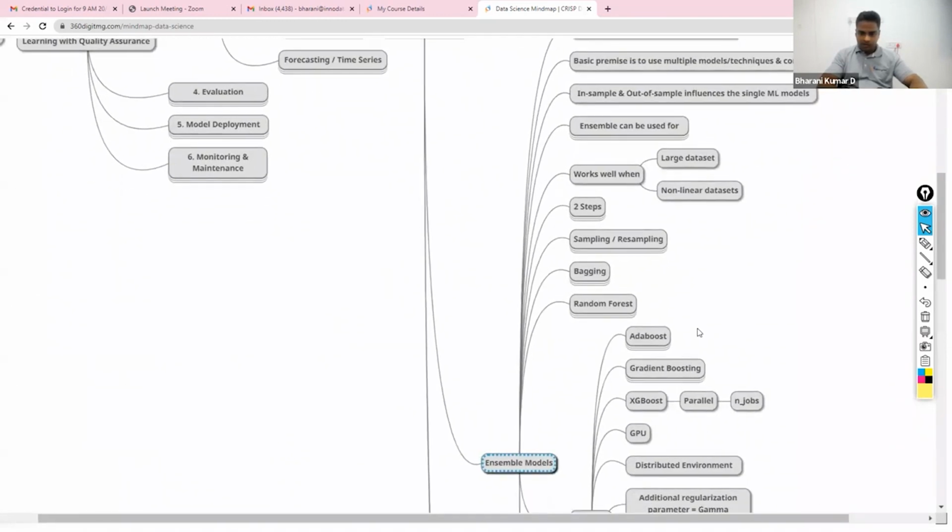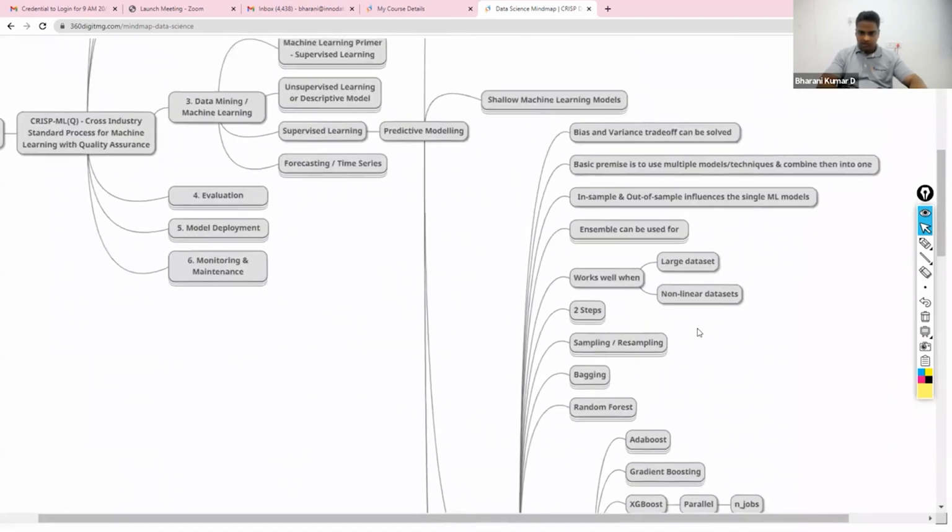We have ensemble techniques, and ensemble techniques are used basically to solve the variance bias trade-offs. Point number one. Point number two, the basic premise here is to use multiple models or techniques and then combine the results into one. This is the basic premise with which ensemble algorithm proceeds further.